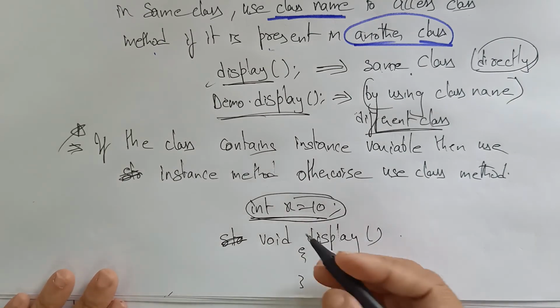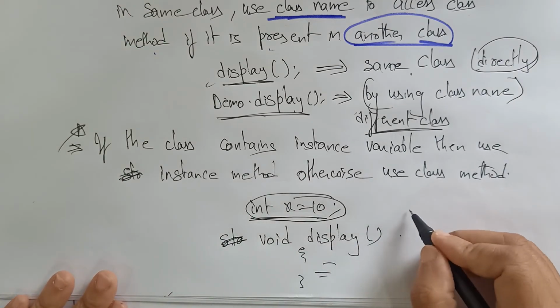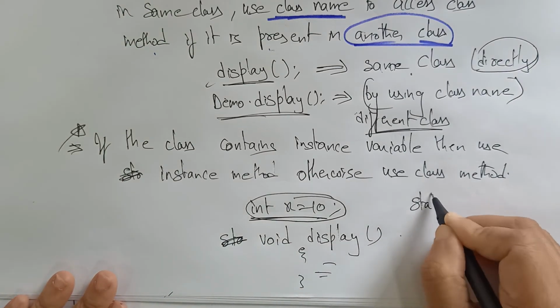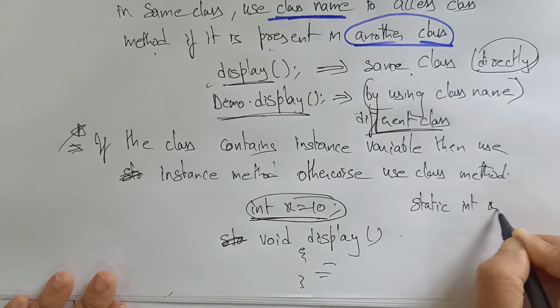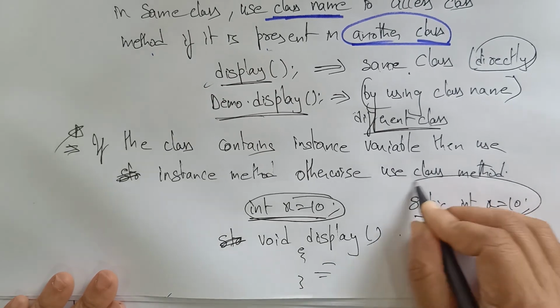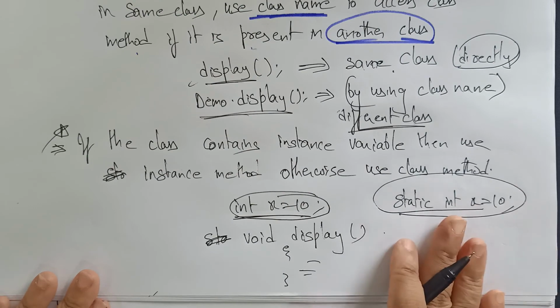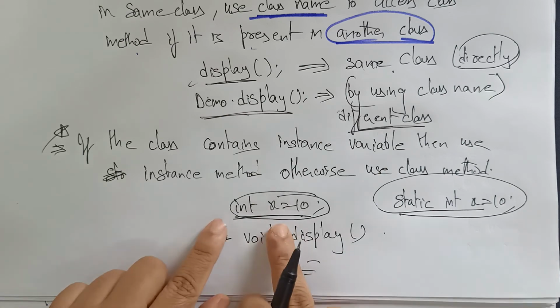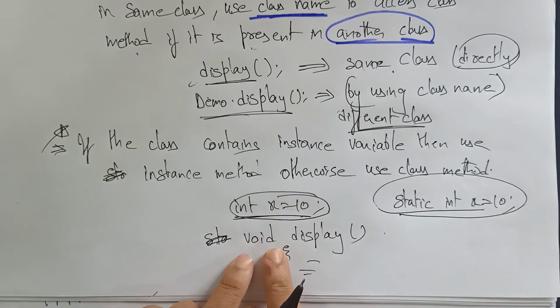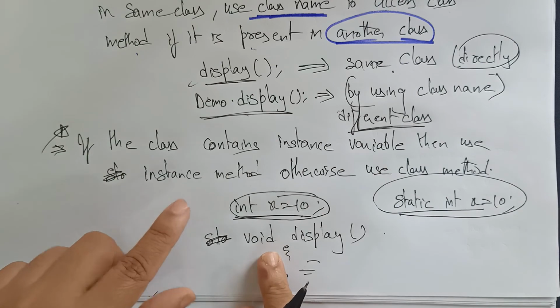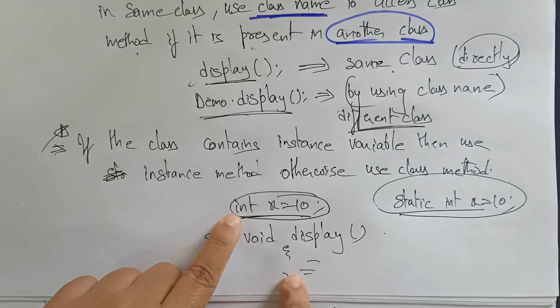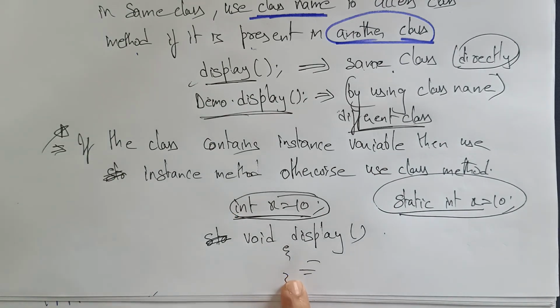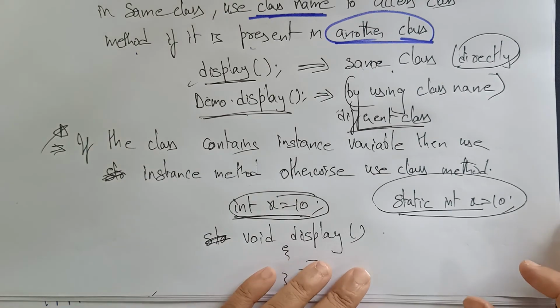So suppose it is mentioned like static int x is equal to 10. Suppose they declare it as a class variable. Whenever the class variable is there, then definitely you go with the class method only. Suppose the class sample contains an instance variable, then use the instance method. Otherwise, use the class method. So this is what I want to clarify for you.